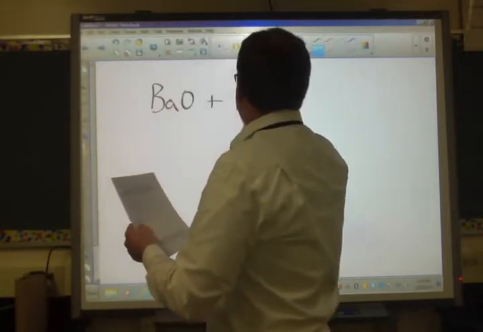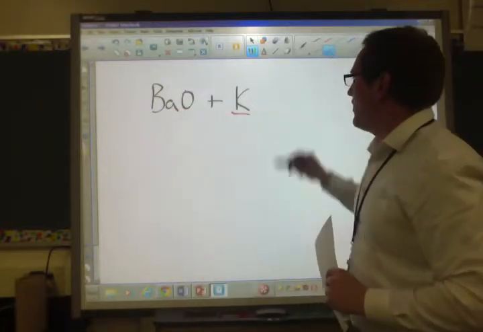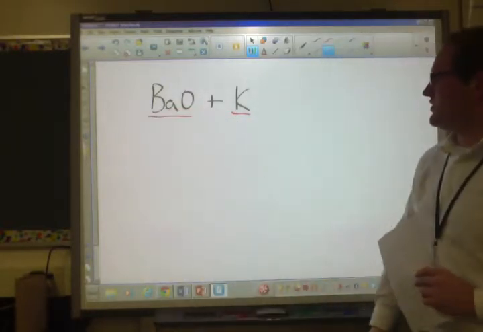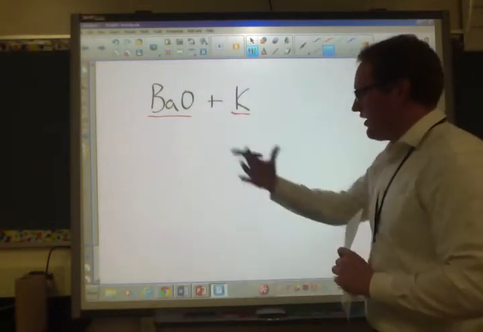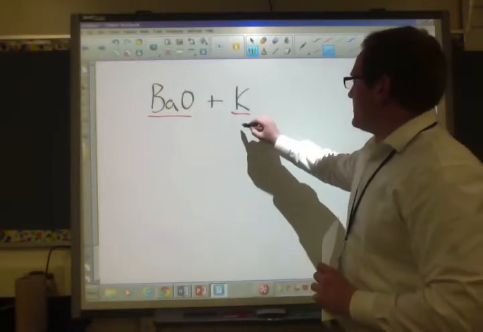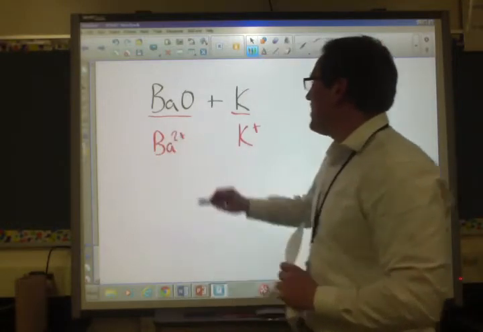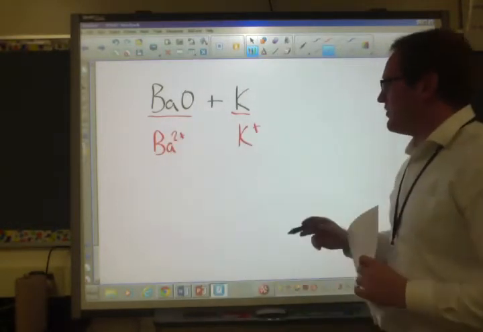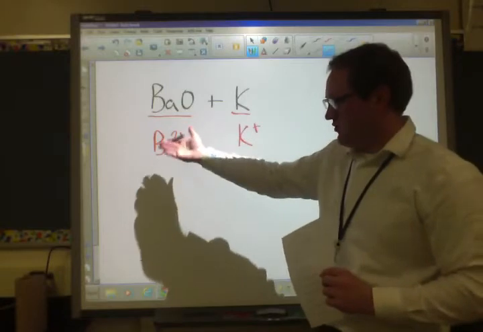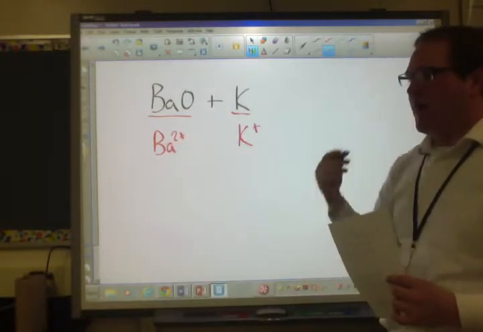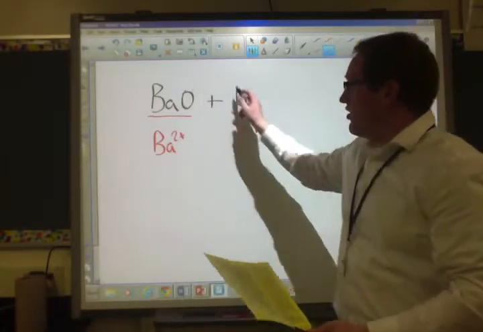Number 3, BaO, barium oxide, plus potassium. So for this one, we're going to have a single replacement reaction. I have one thing by itself, plus 2 species here. So the single thing is always going to try to bump one of the 2 out of the compound. Since potassium always forms K+, barium always forms Ba2+, I'm not interested in the number, but I am interested in the charge. Since this forms a positive cation, this forms a positive cation, positives always try to bump positives. So what I need to ask myself, is potassium strong enough to bump barium?